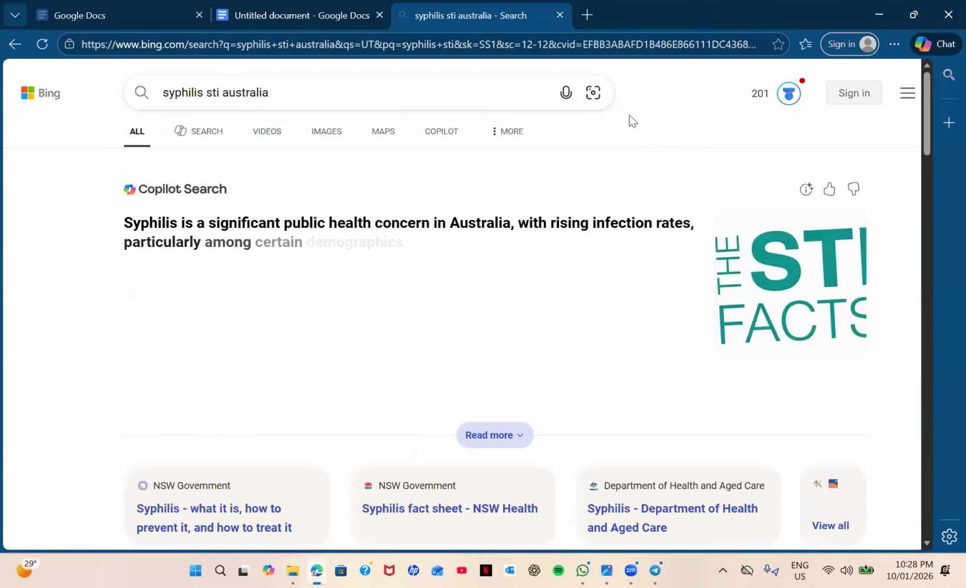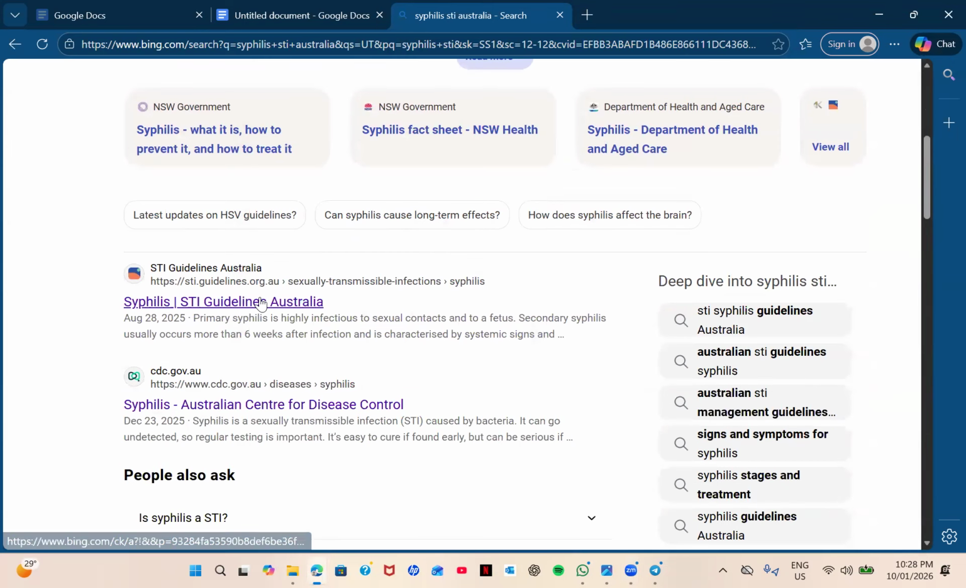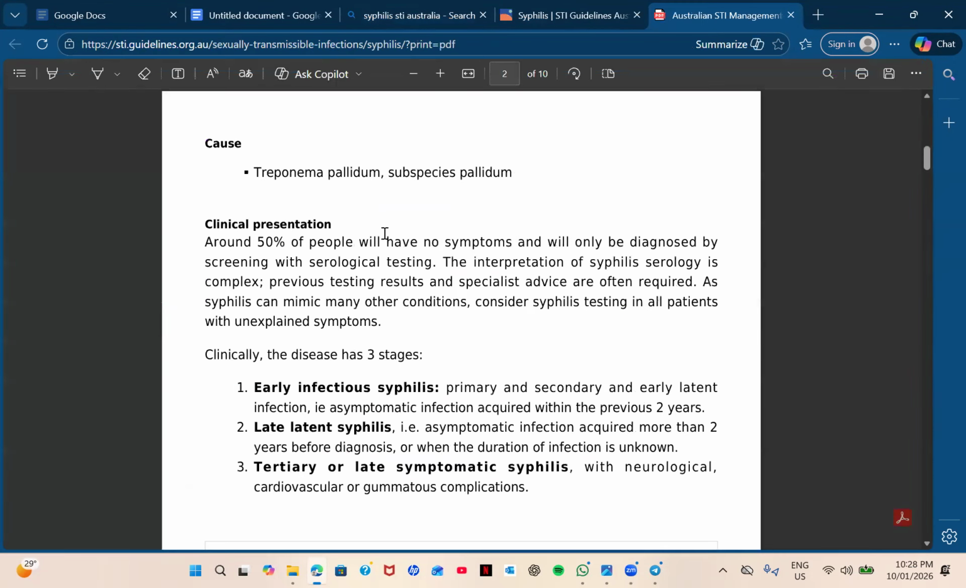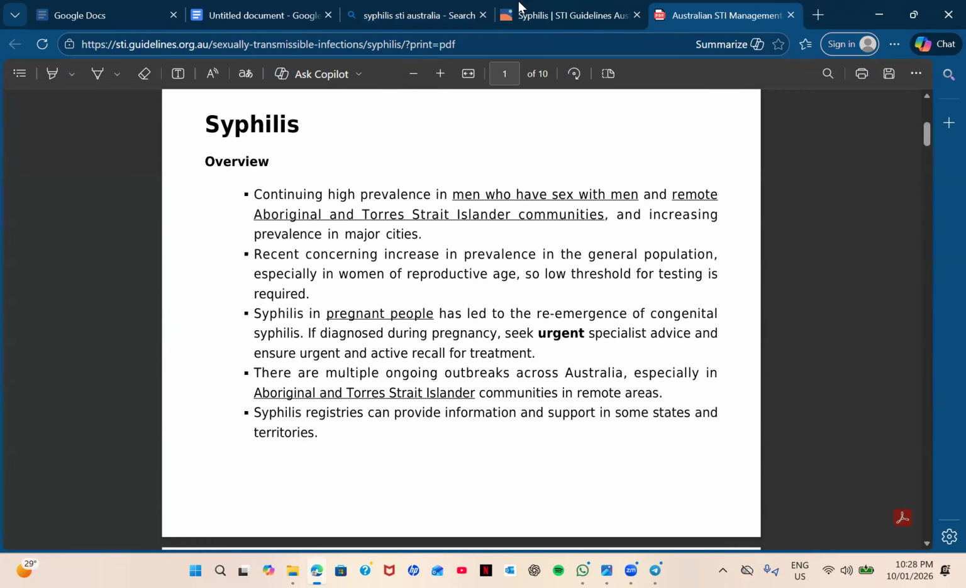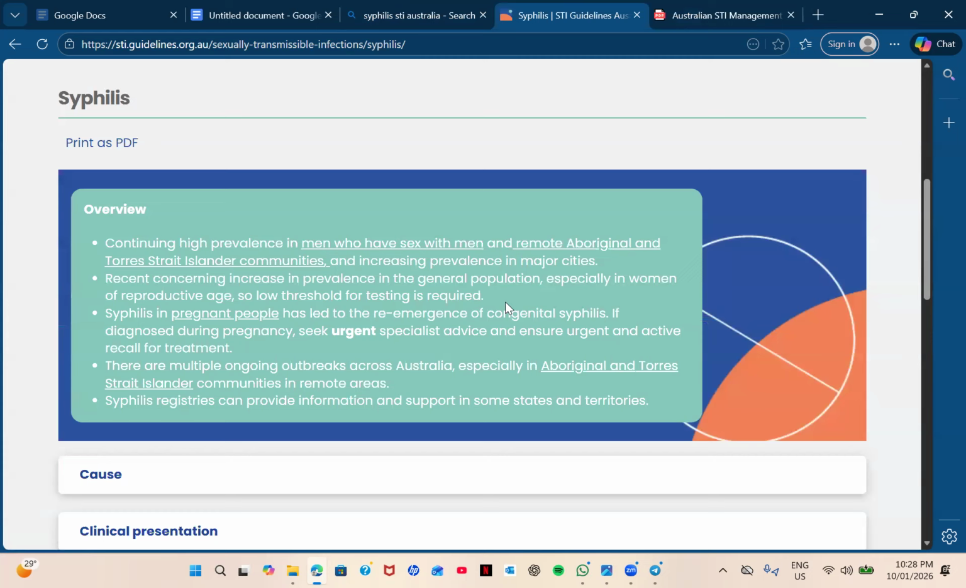Okay, let's simply discuss syphilis. It's not hard. You know how to download the PDF, right? Here, print as PDF. Okay, I'm showing it again. Okay, so let's discuss syphilis. Okay, give me 1 minute. I'll show some pictures. I'll add them.